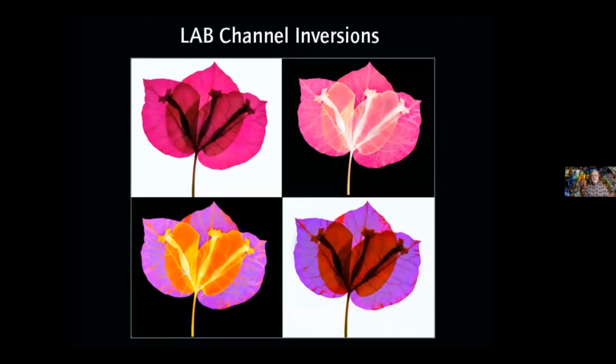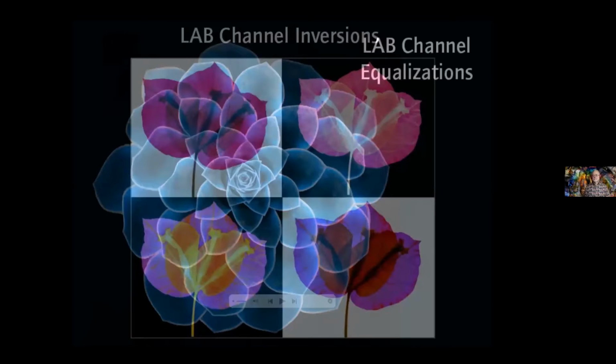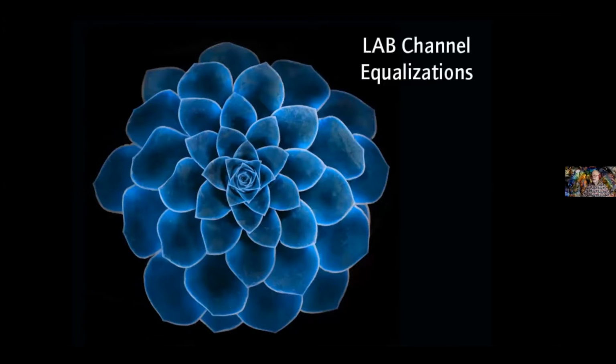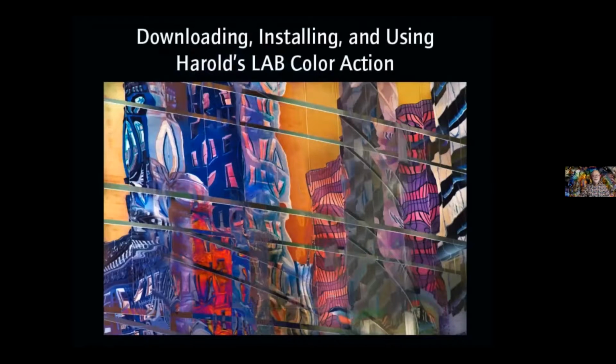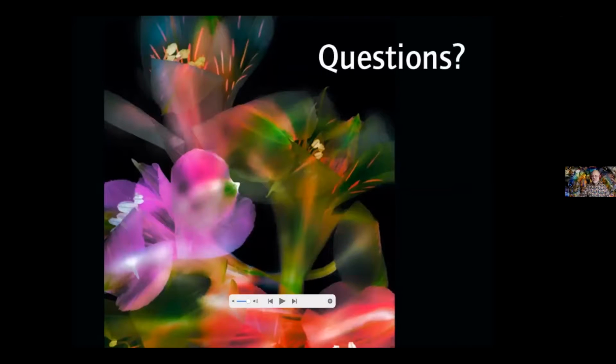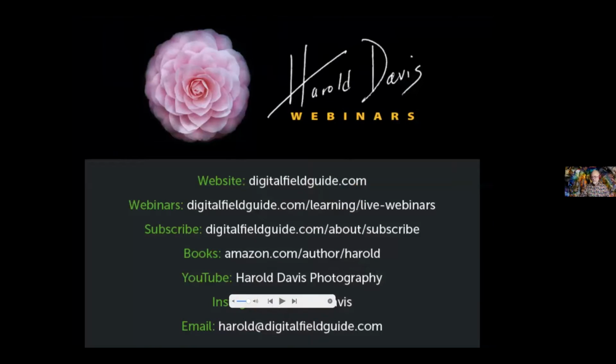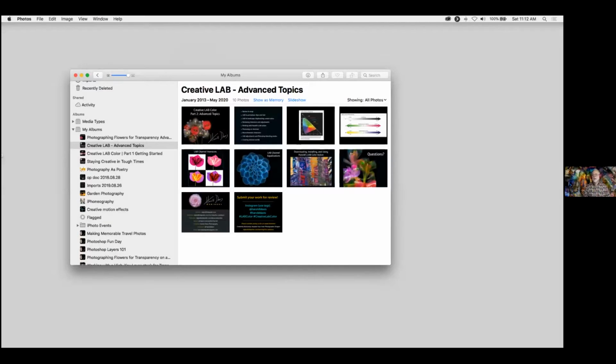Here are some of the channel inversions you can get, starting with the Bougainvillea bract shown on the upper left of this kind of Andy Warhol-like illustration. LAB channel equalizations. Equalizations are really cool things. And I showed last time how to download, install, and use my color action. Okay, so we're going to get to questions and this slide at the end. Right now, let's go and do a bit of work here.